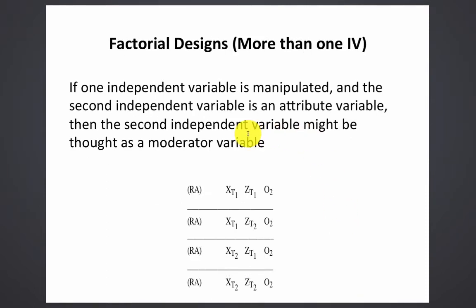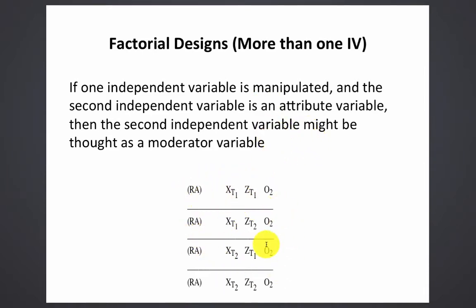The final experimental design to speak to is factorial designs, and this is where you have more than one independent variable. So one of them might be manipulated, and the other would be some kind of attribute variable like gender, male and female, for example. And what you're trying to do is investigate whether or not there are differences in the effect depending on whether you are male or female. So this is what the design looks like.